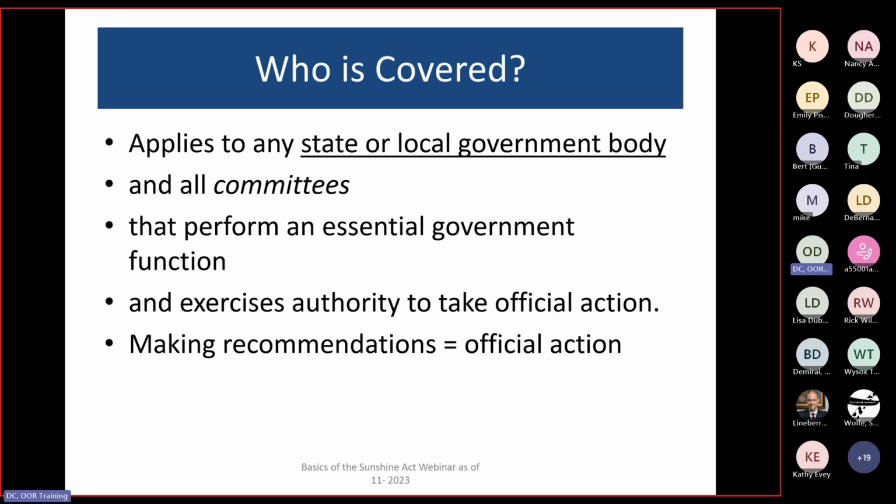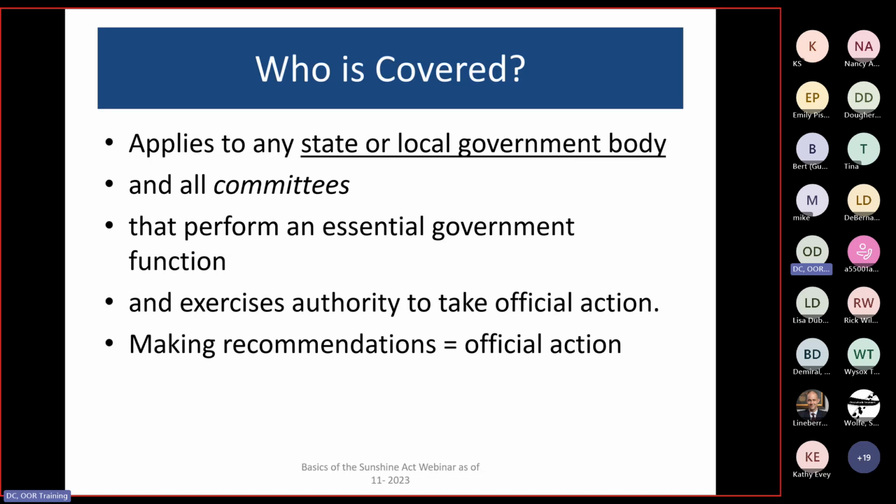Is it an essential government function? Well, probably not. Okay. So you could argue that this ad hoc committee that's been formed is not subject to the Sunshine Act because you're not going to find anything in statute or law that requires a parade and recognition ceremony for winning the state title with the softball team.